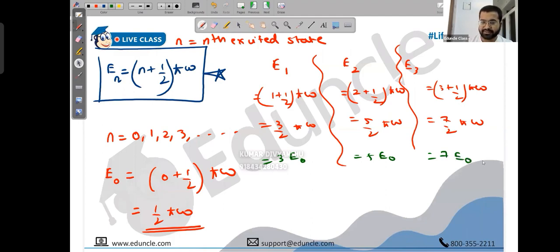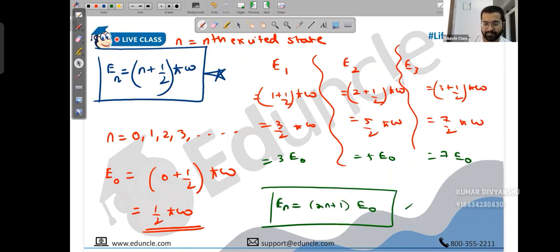Okay, so can we create a general formula here? E1 is 3, E2 is 5, E3 is 7. Can you check a pattern? 2n plus 1. Perfect. So you can simply say that En is nothing but (2n plus 1) E naught. Okay, this can be a good shortcut. Take your time, copy, please.